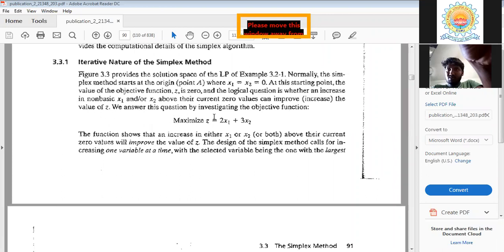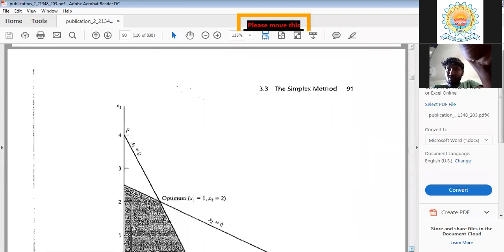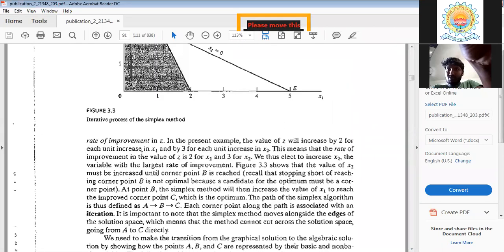We answer this question by investigating the objective function. So the objective function is maximize z is equal to 2x1 plus 3x2, and the function shows that an increase in either x1 or x2 or both above their current zero values will improve the value of z. The design of the simplex method calls for increasing one variable at a time, with the selected variable being the one with the largest rate of improvement in z.